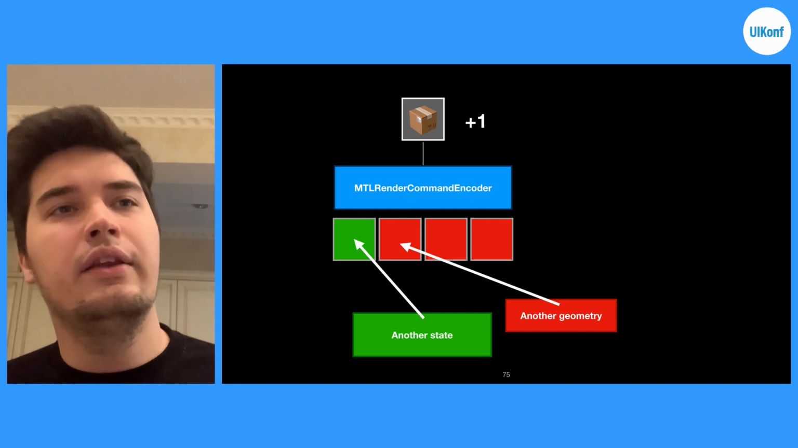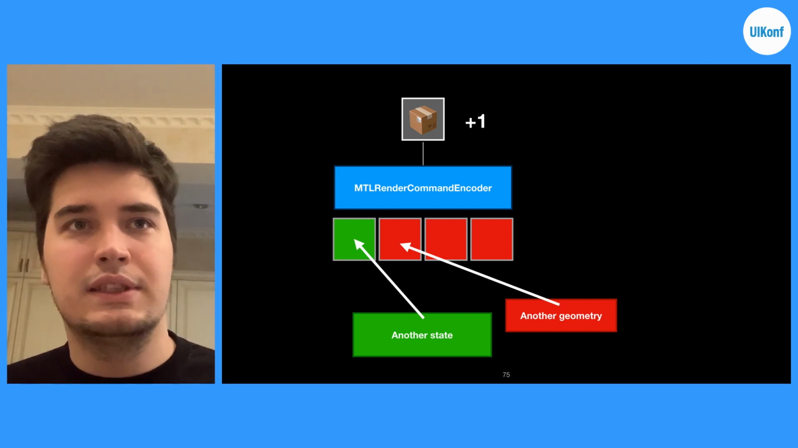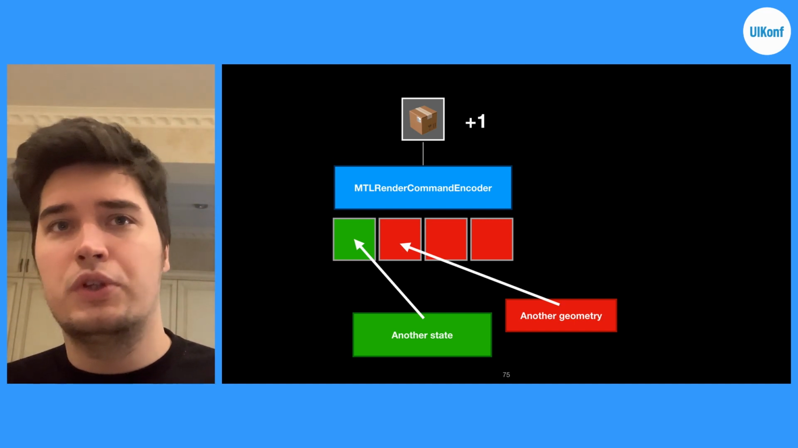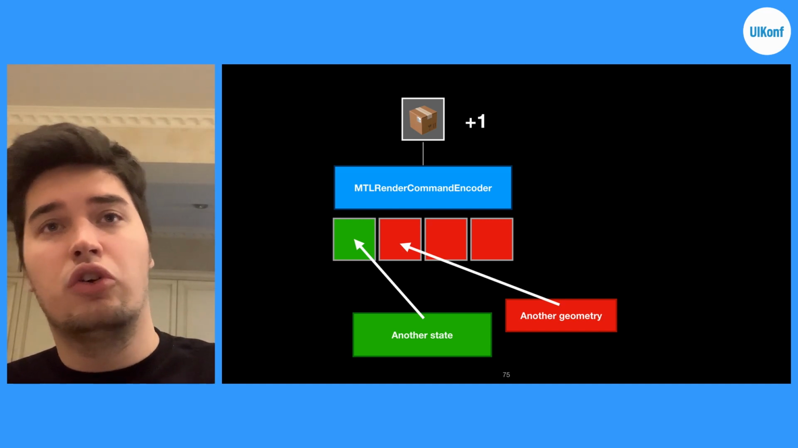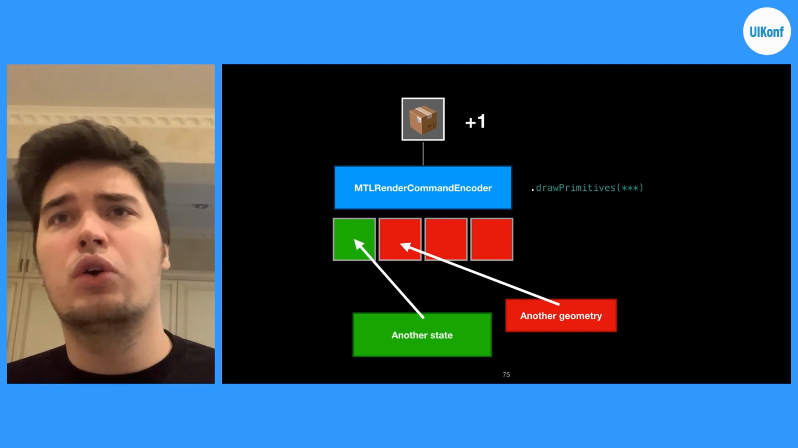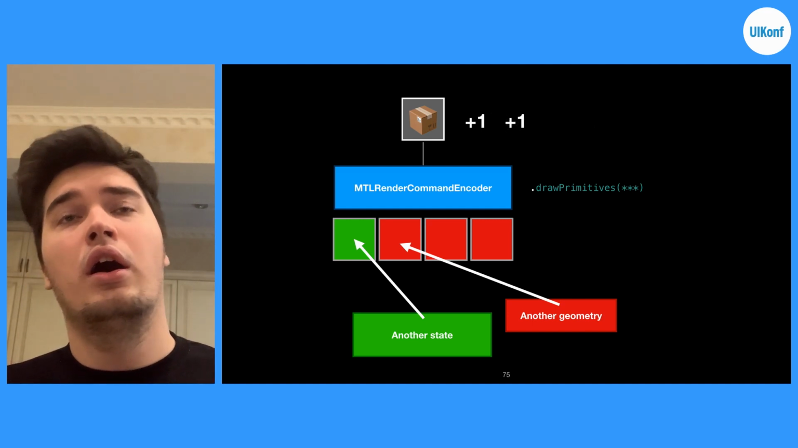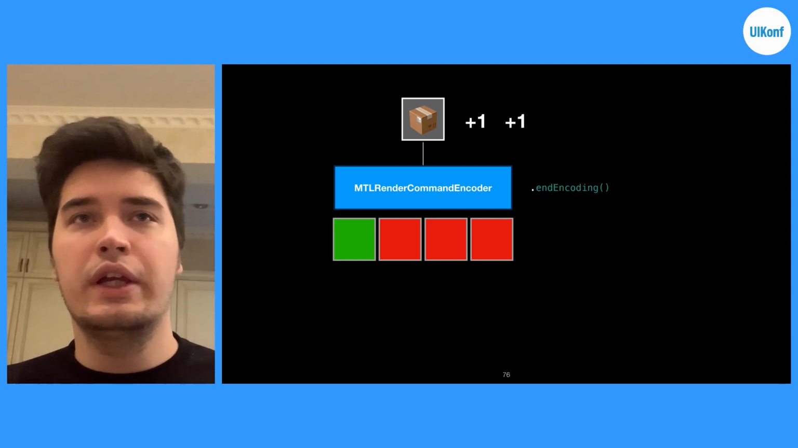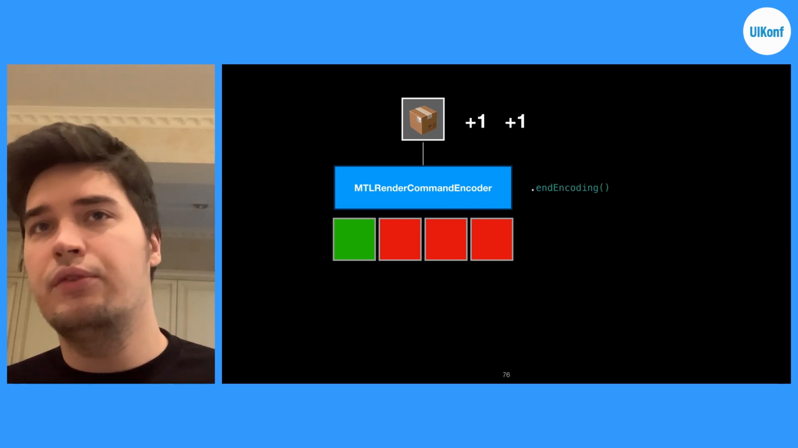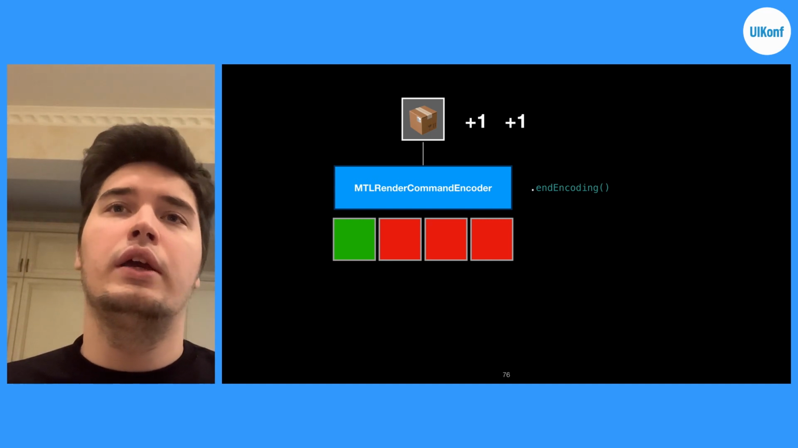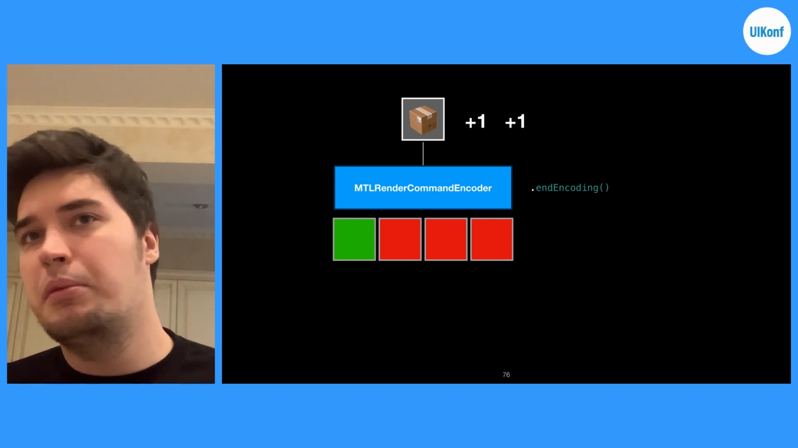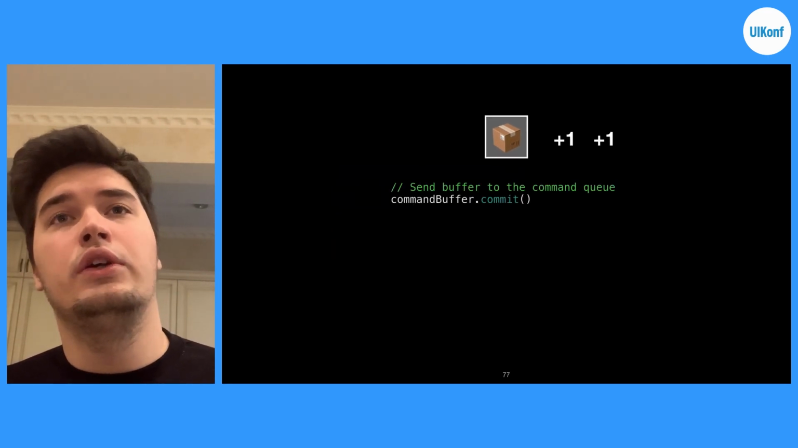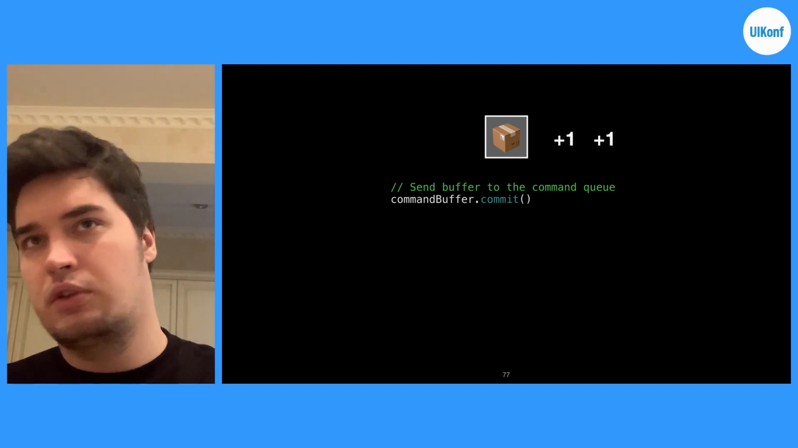And what you can do after that is replace your pipeline state with another one, if you want to call another shader, or just replace the geometry, if you want to use the same shader but for a different object. And you can call draw primitives, and you have another command in the pack. Once you're done, you call end encoding, indicating that you are done with the rendering commands. If you try to encode after that, you will get a runtime error, basically. So this is essential.